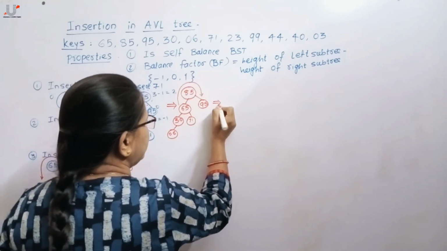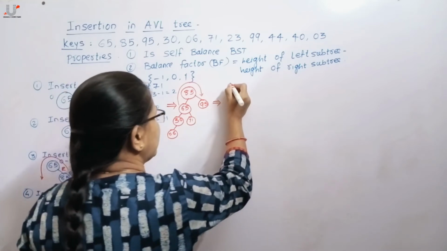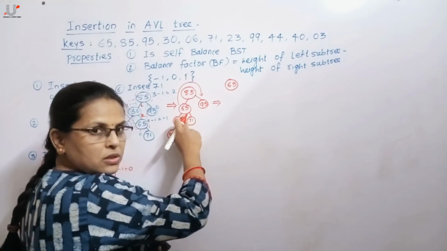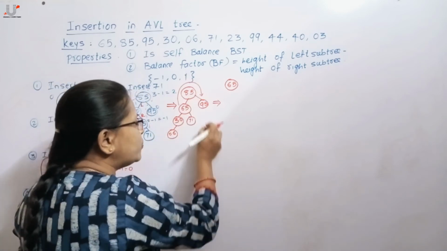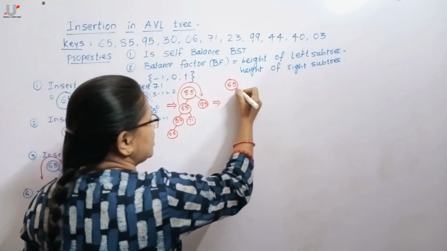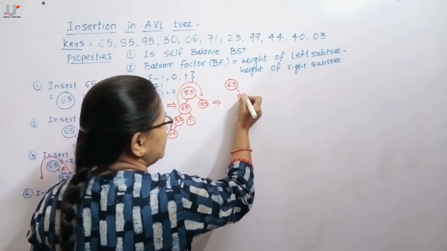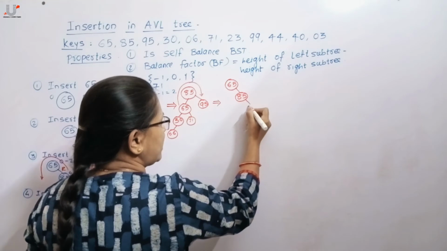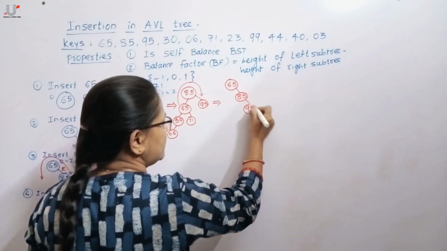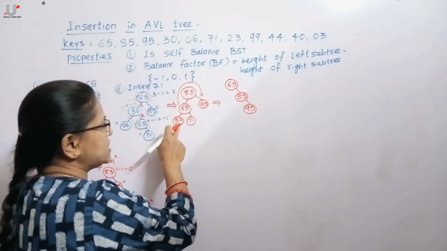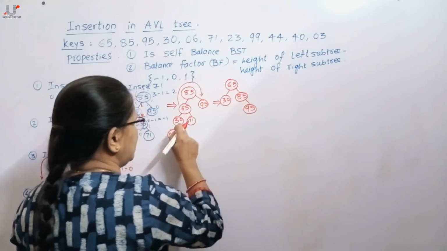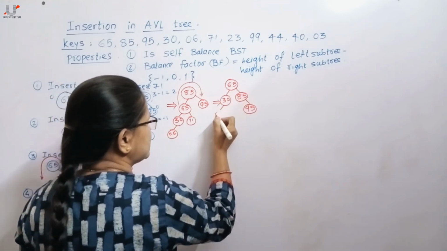So after that, the tree looks like this: 65 becomes the new root and 85 pulls down. That means 85 gets added as the right child of 65. Then to the right of 85 is 95. Then to the left of 65 is 30. To the left of 30 is 6.